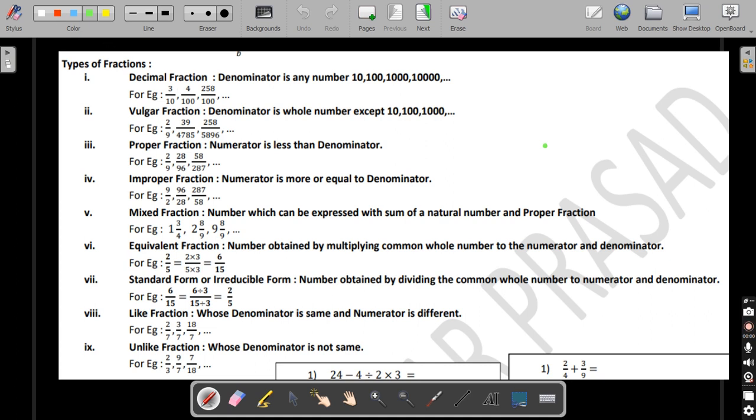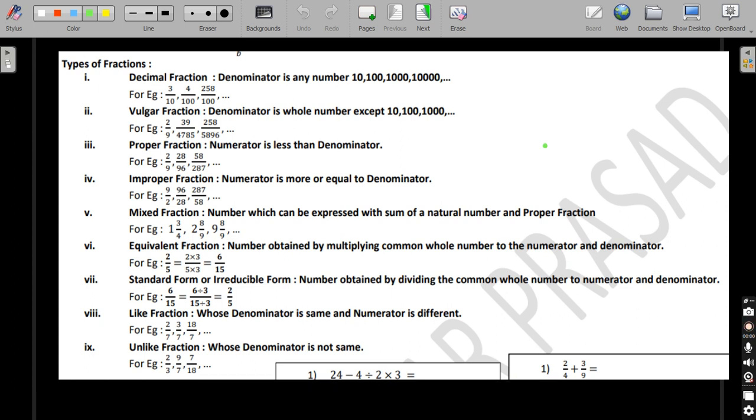In this video, whatever doubt you have related to fractions, each and everything will be clear. So fully focus on this video and watch it. And it's better if you make a note of it so that it will be easier for you.